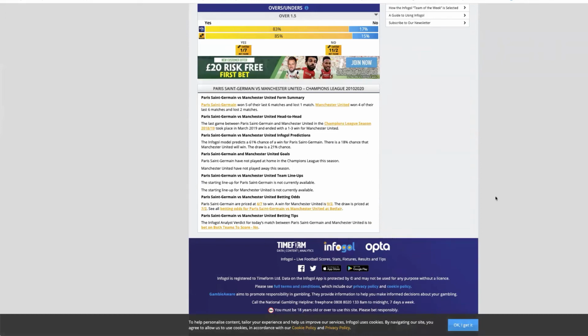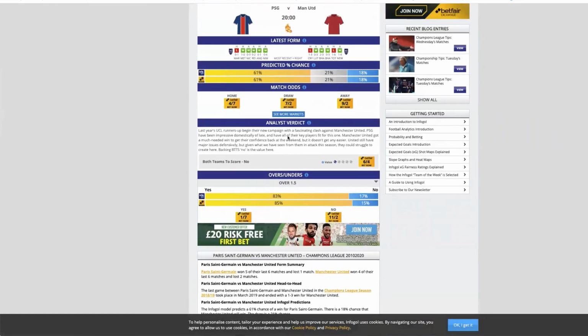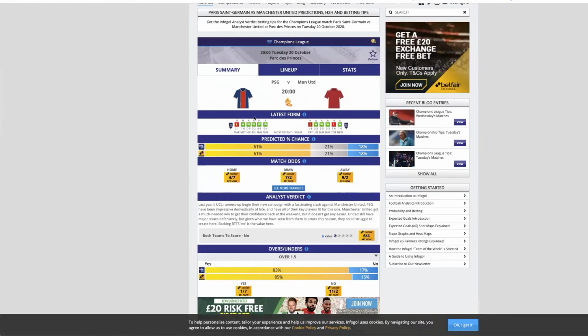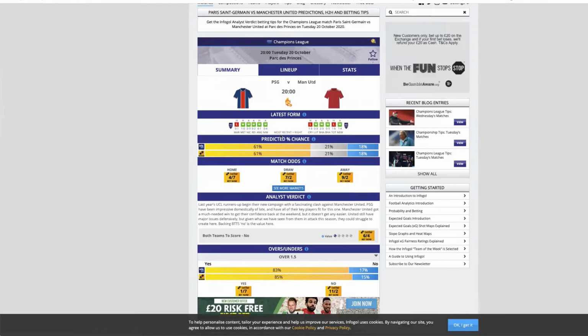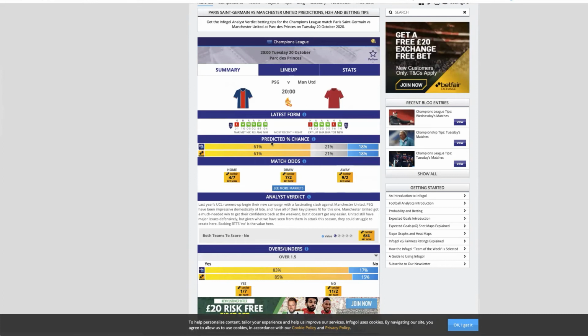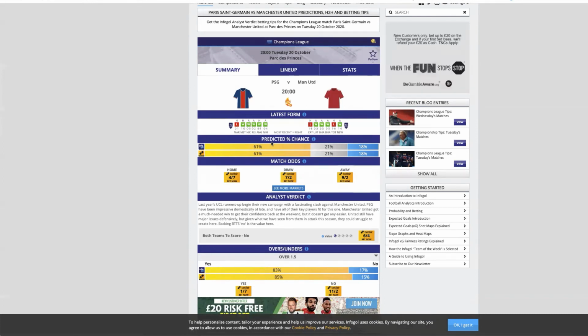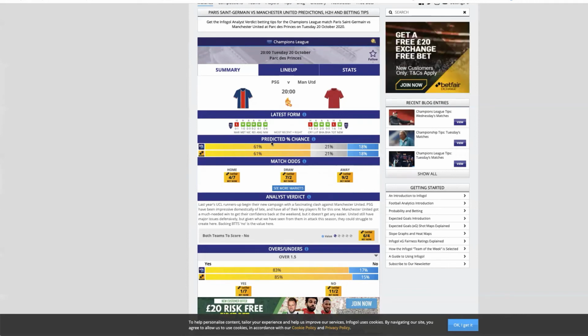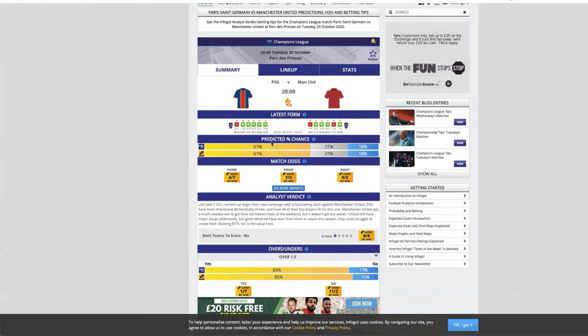So Peter's got the tip to lay PSG. I find that very brave with Neymar and Mbappe against this Man United defence that just leaked 6 goals to Tottenham. So if you compare Harry Kane and Son to Neymar and Mbappe, who do you want?